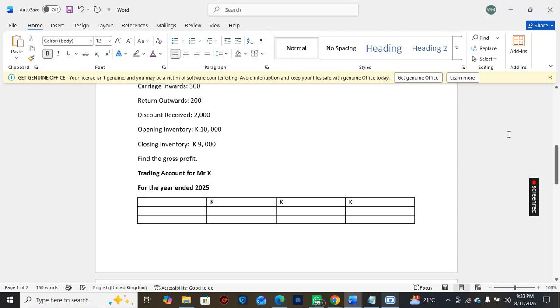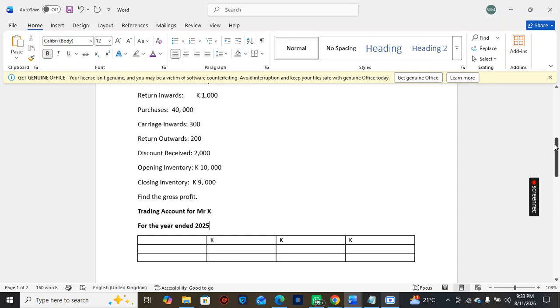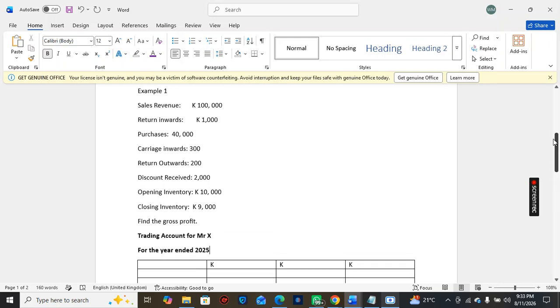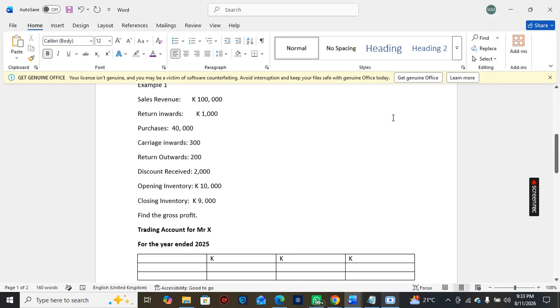So we sell cement. First thing we put in our trading account is our sales revenue. This is the money we've made from selling cement. So you say sales revenue: 100,000. We made 100,000 from selling cement.